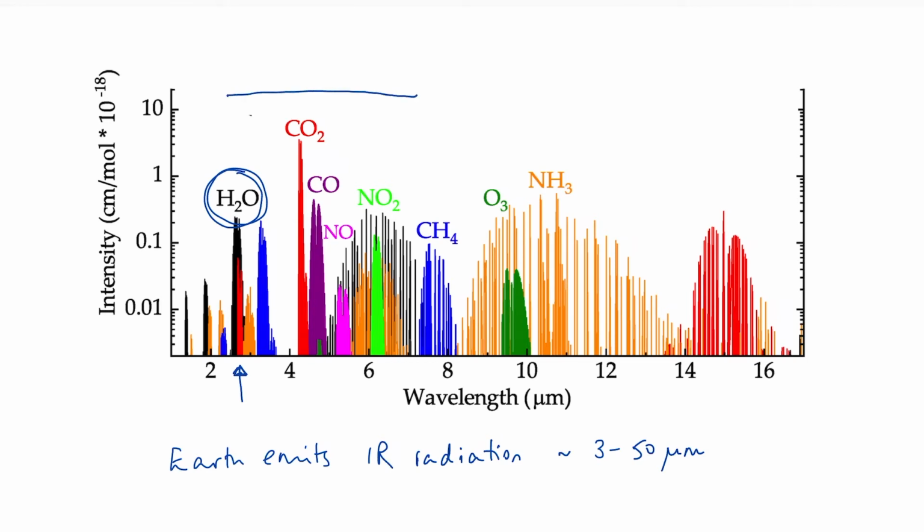We can see here, if you look at the graph quite carefully, with the black lines, water absorbs strongly between round about 2 to 7-ish micrometers. The Earth is emitting infrared radiation in the wavelength range around 3 to 50 micrometers, just to give you some context here. We can see that carbon dioxide absorbs strongly at just after 4 micrometers, and also again in this range here, around about 14 to 16 micrometers.